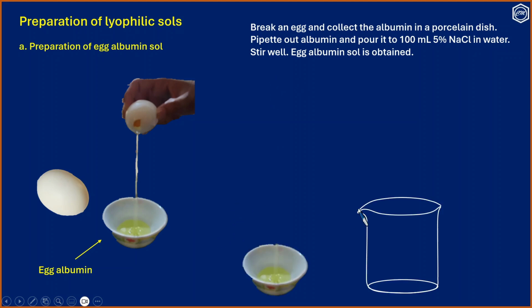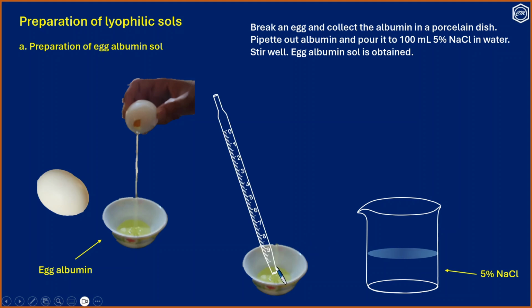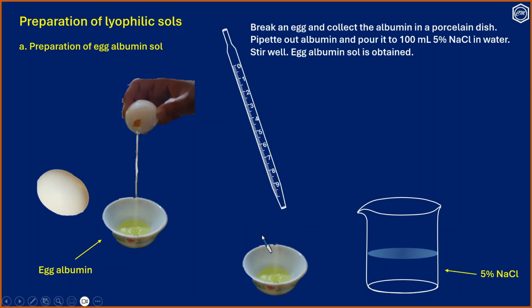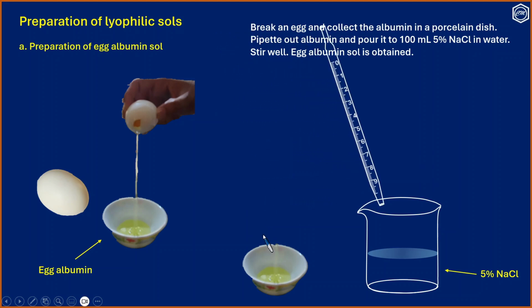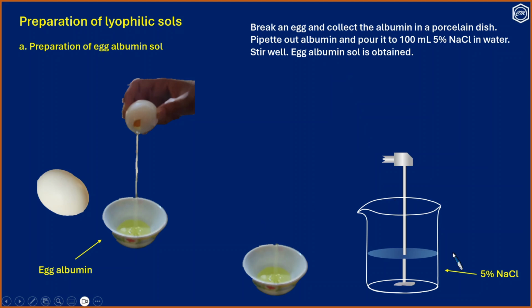Now we take about 5% sodium chloride solution in water. Prepare 5% sodium chloride solution in water. Carefully pipette out some of the albumin and transfer it into the 5% sodium chloride solution, and stir the mixture well. And we get egg albumin sol. So this is egg albumin sol.